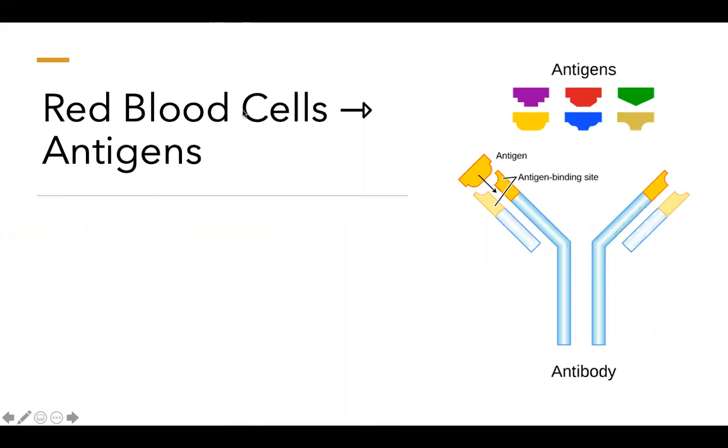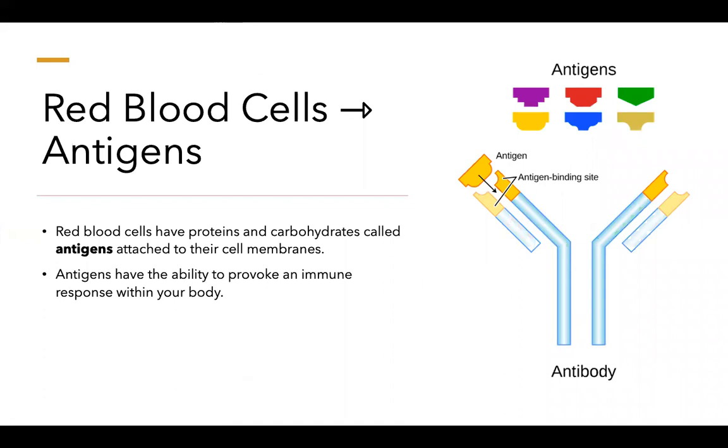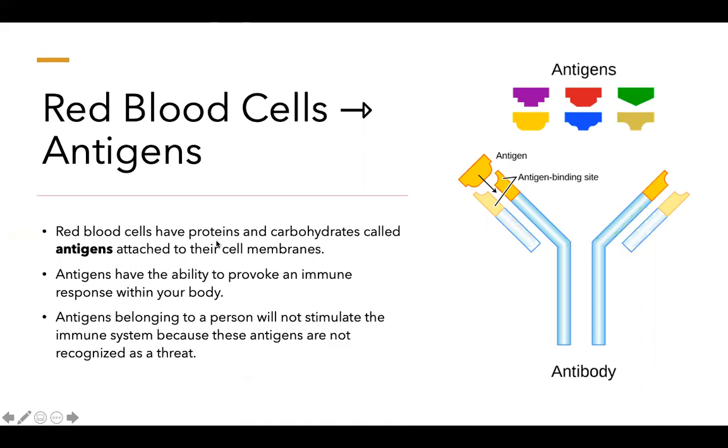So in your red blood cells, you have these proteins and carbohydrates called antigens that are attached to the cell membrane. Antigens have the ability to provoke an immune response within your body. However, the antigens that belong to your red blood cells won't provoke this immune response because you've had them since the day you were born. They've been in your body, so your body doesn't recognize your antigens as something that should be attacked.